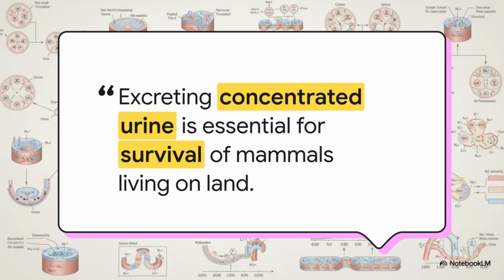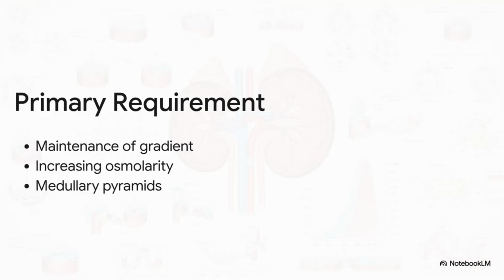The ability of the kidneys to excrete urine that's more concentrated than plasma is absolutely essential for the survival of mammals living on land. Think about that for a second. As terrestrial beings, our physiological default is constant water loss. This singular ability to hold on to water by concentrating waste into a smaller fluid volume, it is literally what keeps us alive in a dry environment. So, how is this incredible feat functionally achieved?